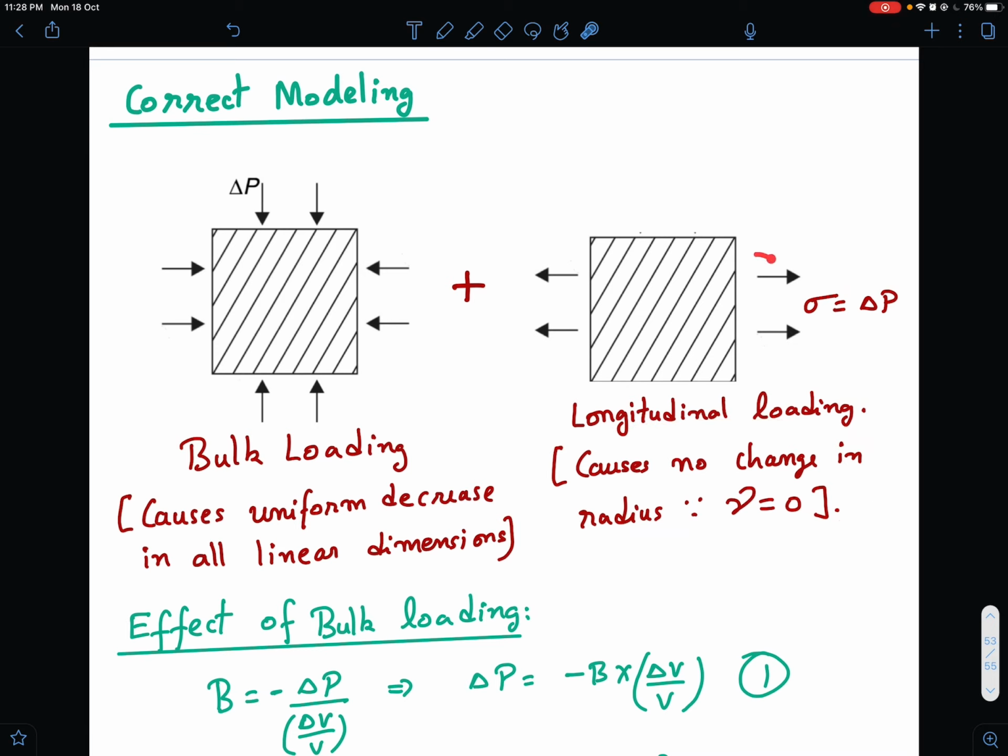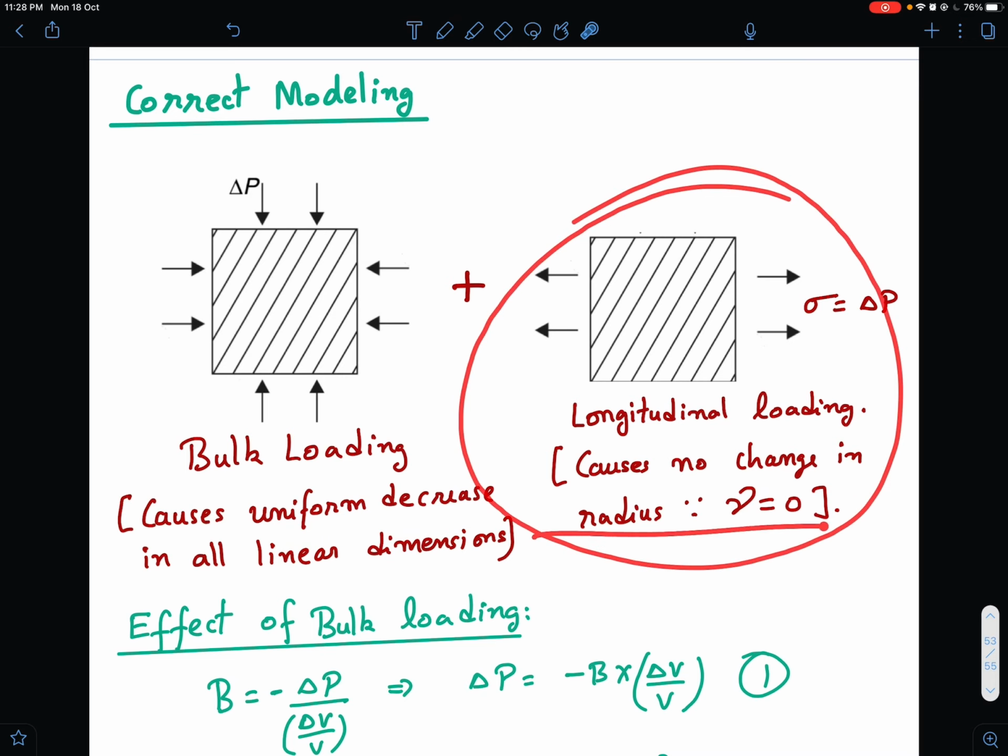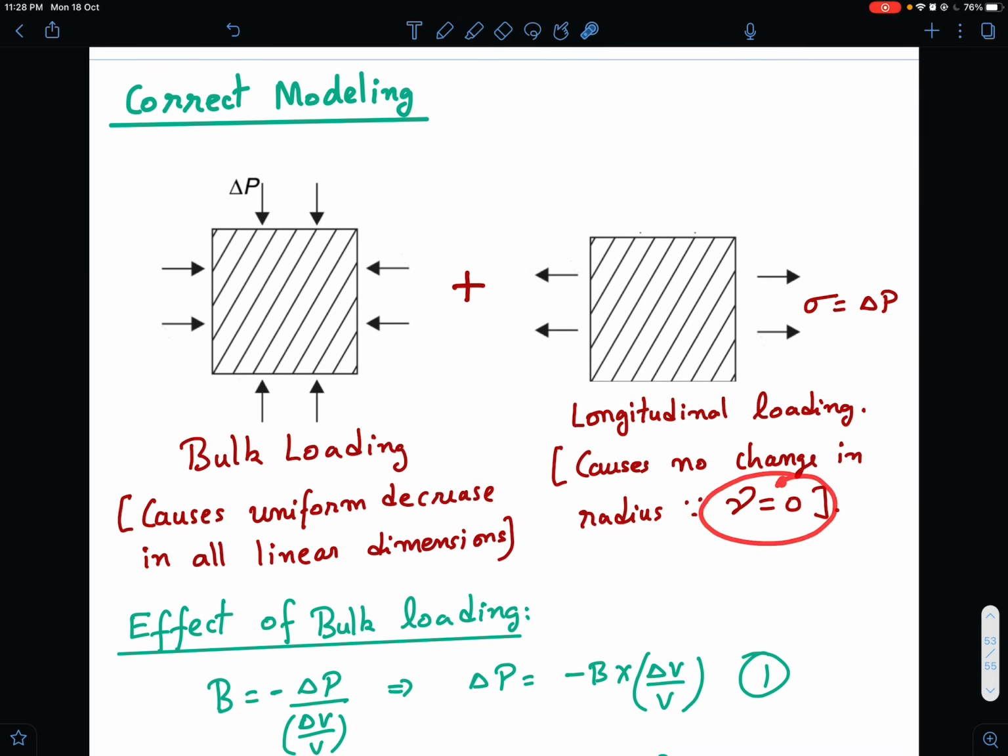Now another good thing in this problem is that Poisson's ratio is 0. So that means you can ignore the longitudinal loading, because as far as the change in radius is concerned, this longitudinal loading will not cause any change in radius, because Poisson's ratio is 0. So if you pull it, there's no lateral strain, only longitudinal strain will happen. So no need to worry about the Young's modulus also, because Young's modulus is not given, and you don't need to worry about it either.